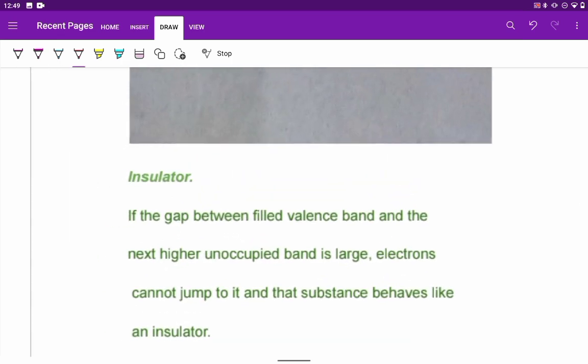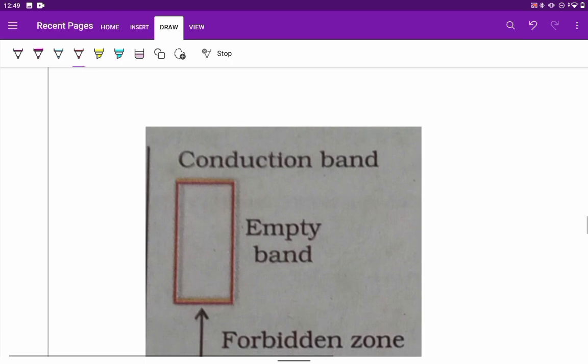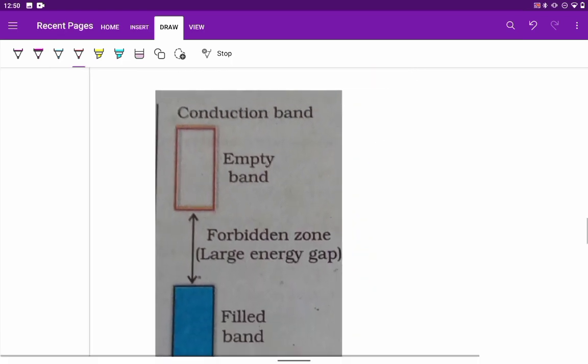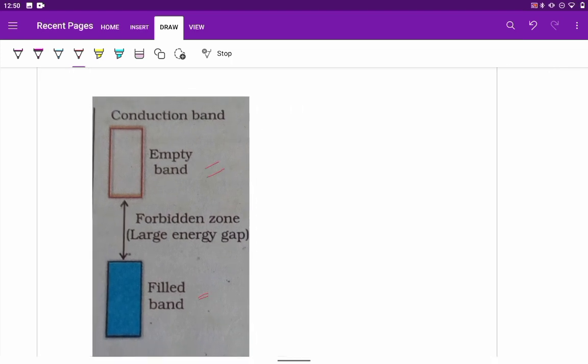Now we will see what is an insulator. Now this gap between the filled valence band and the next higher unoccupied band, if it is large, the electrons cannot jump to that. The electrons are not able to move to that. Then the substance behaves like an insulator. We can see here in this figure. See, there is a forbidden zone, that is a large energy gap between the filled band and the empty band. So since it is a large energy gap, the electrons cannot jump to it, and this is an insulator.